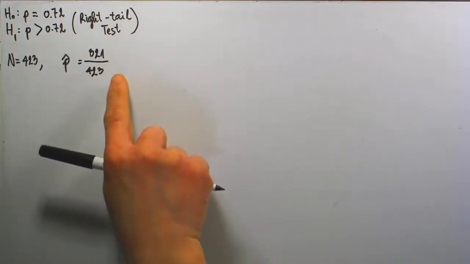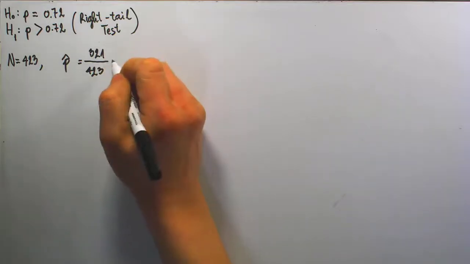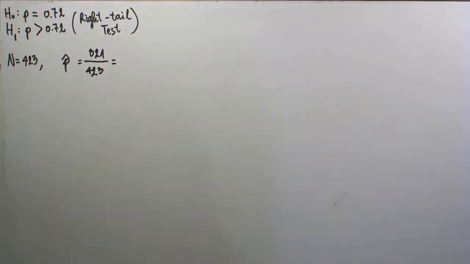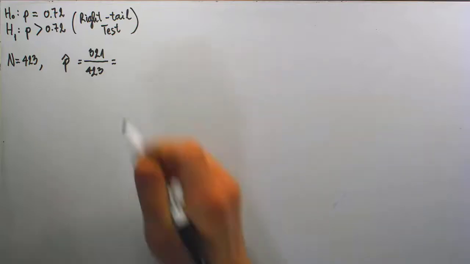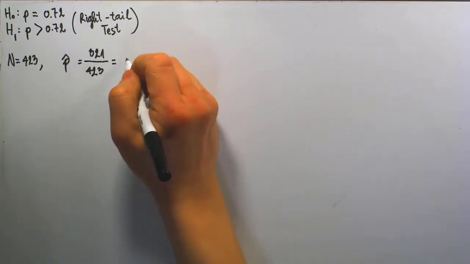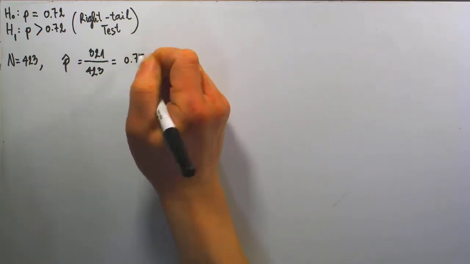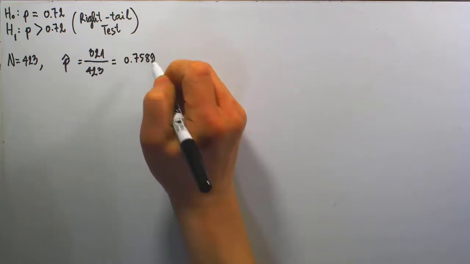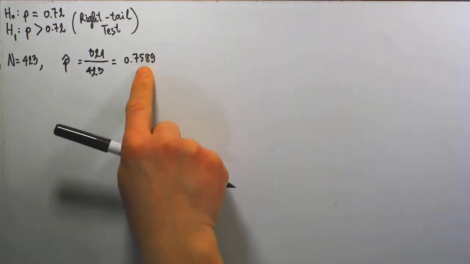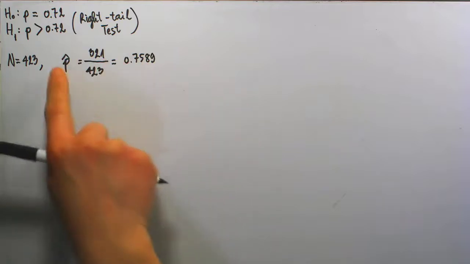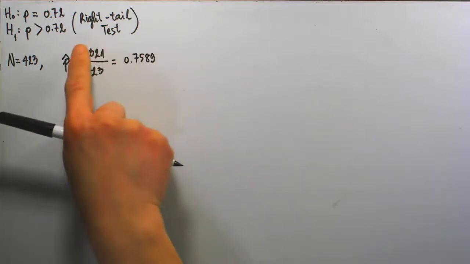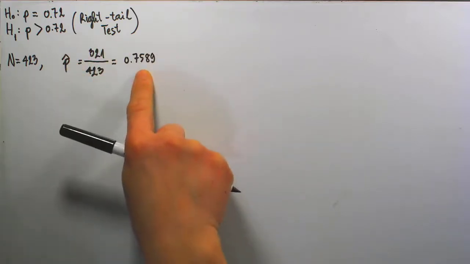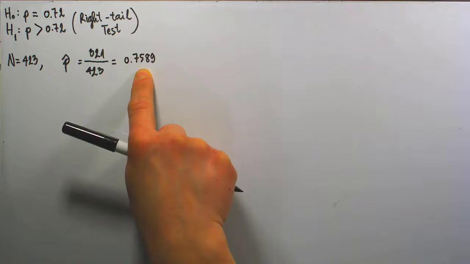So this is now regarded as a sample proportion. 321 out of 423 gives me a value in decimal to be 0.7589. I'm using 4 decimal places for a lot of my sample proportion values, but make sure you watch for the rounding requirements anytime you're working on your own problem about testing a hypothesis.